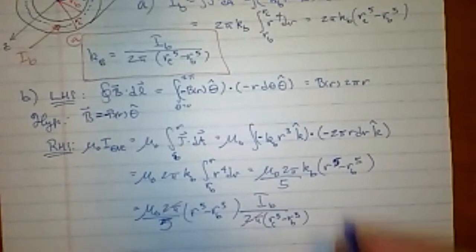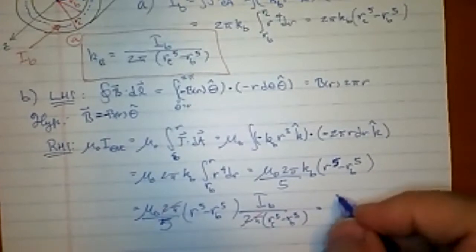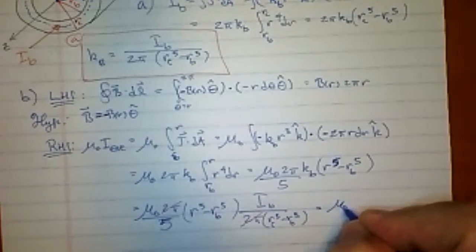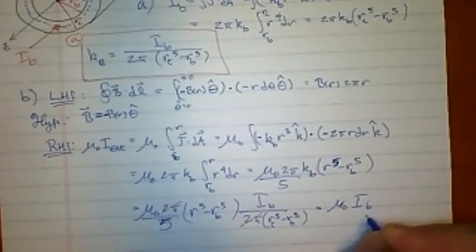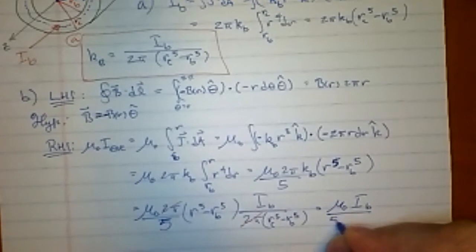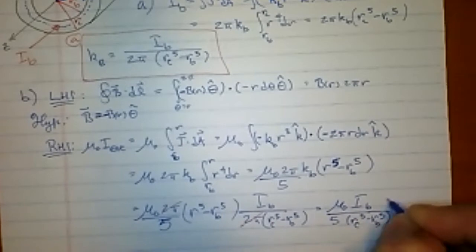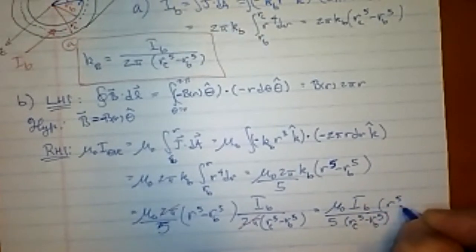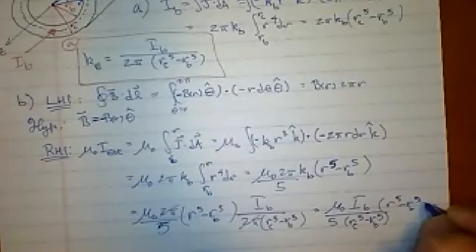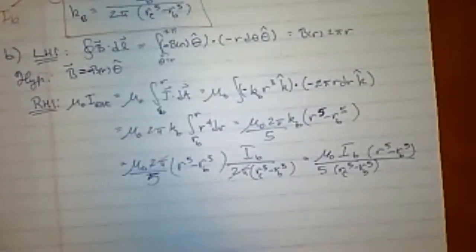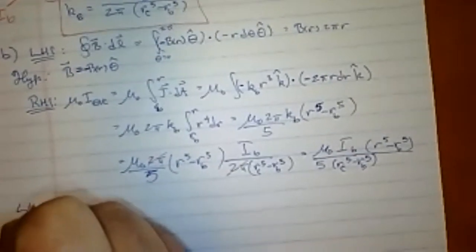So ultimately the right-hand side is going to be mu 0 IB over 5 RC to the 5th minus RB to the 5th times R to the 5th minus RB to the 5th, like that. So now I've got it just in terms of stuff I know. I can set the left-hand side equal to the right-hand side.